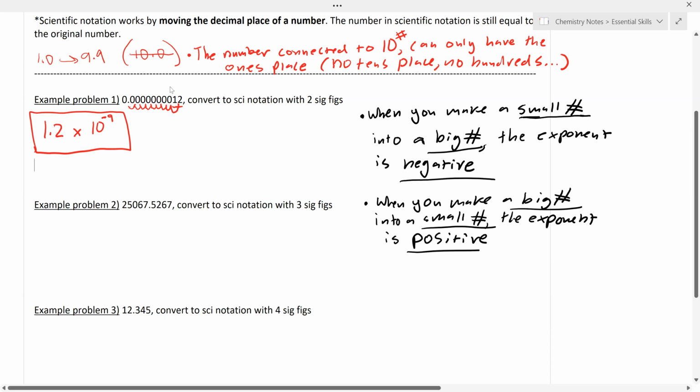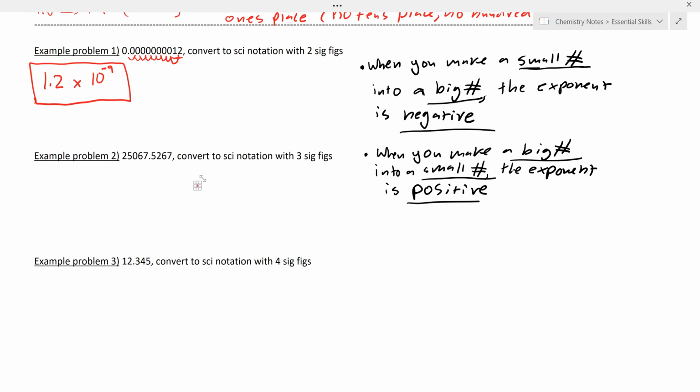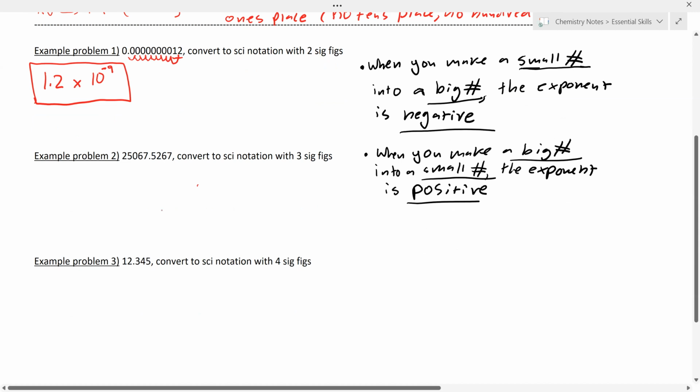Okay, next one. So you're given this crazy big number. So unlike the last one, this number actually has, I wonder why. I should be able to erase with my pen, but it won't let me. Sorry. Okay, so we have this crazy big number and we want it to 3 sig figs.